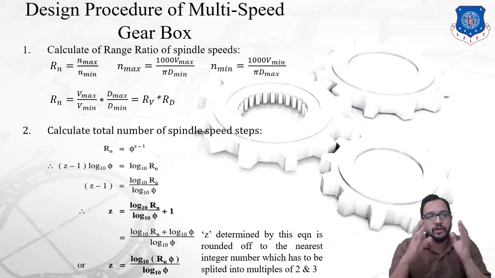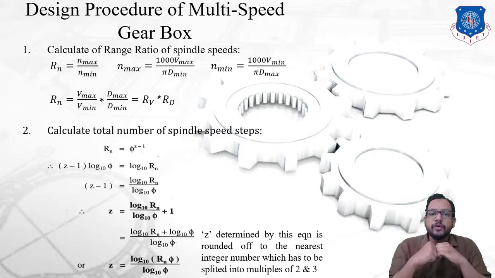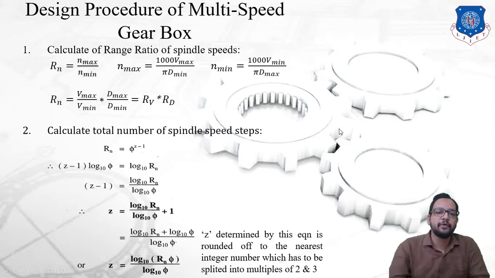First, we need to calculate the range ratio of spindle speeds. Now we know how we can determine that range ratio. The range ratio formula is maximum spindle speed upon minimum spindle speed. Usually in a numerical, n max and n minimum are given. But if n max and n minimum are not given, then two corresponding values will be given, that is V max, the cutting speed, and the minimum diameter.